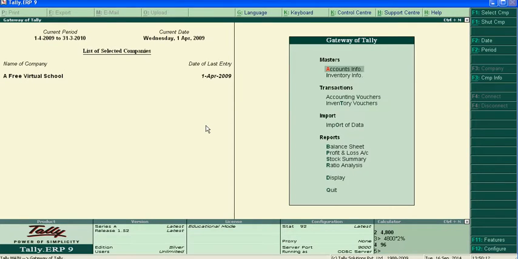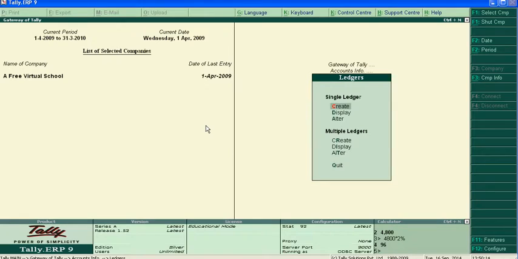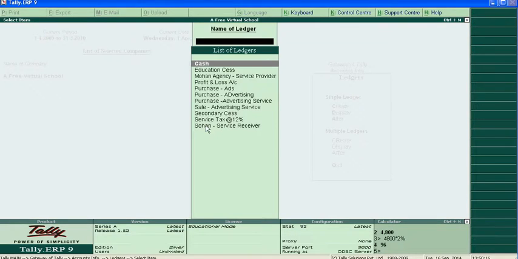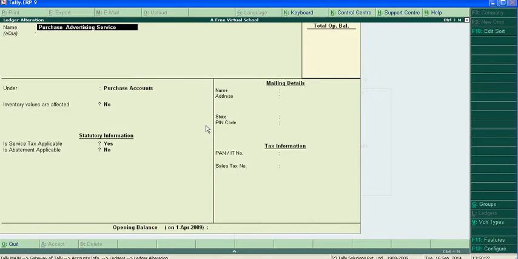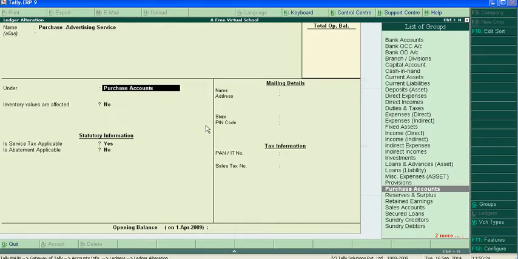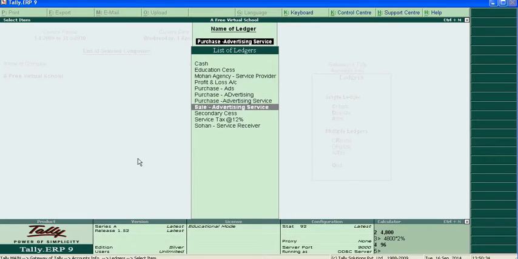Okay, now you have to create the ledger accounts: service provider, and purchase of advertising services under purchase account. Is service tax applicable? Yes.